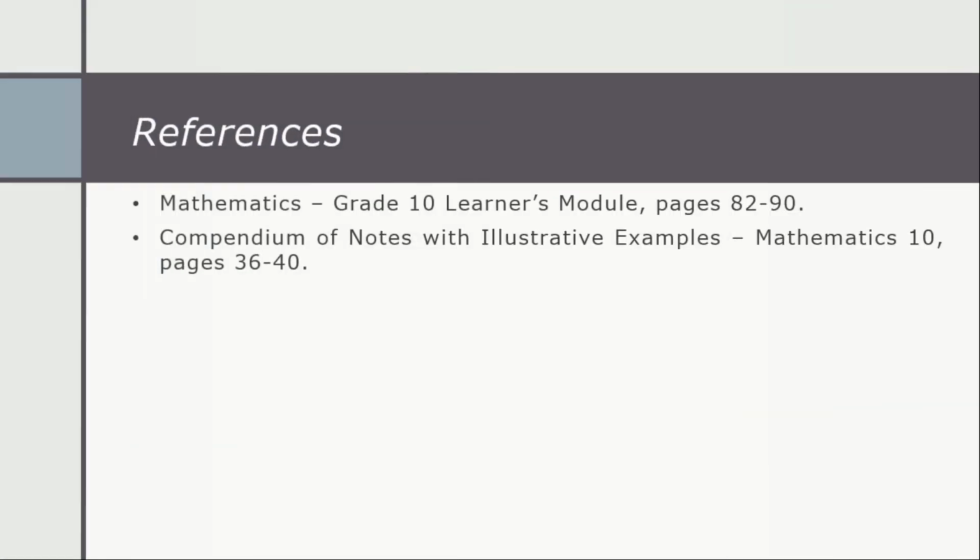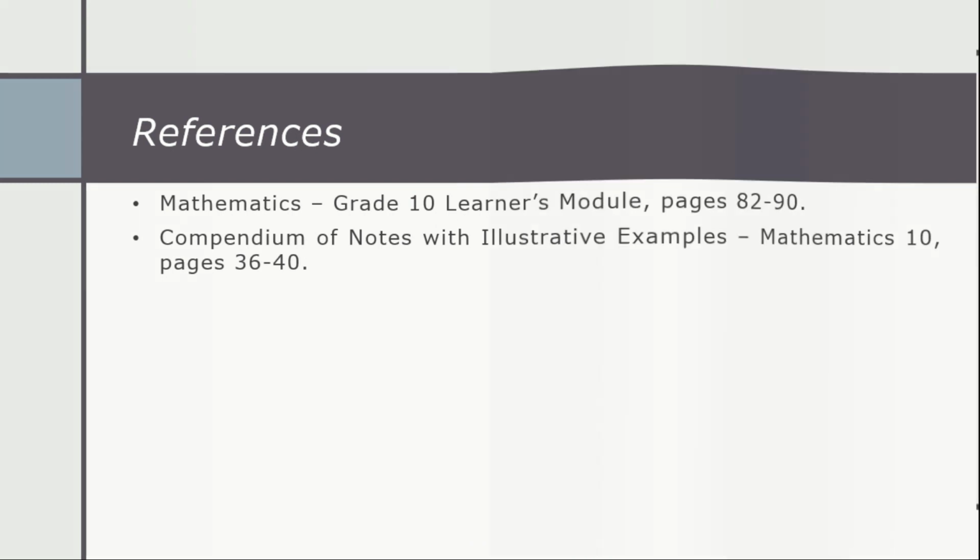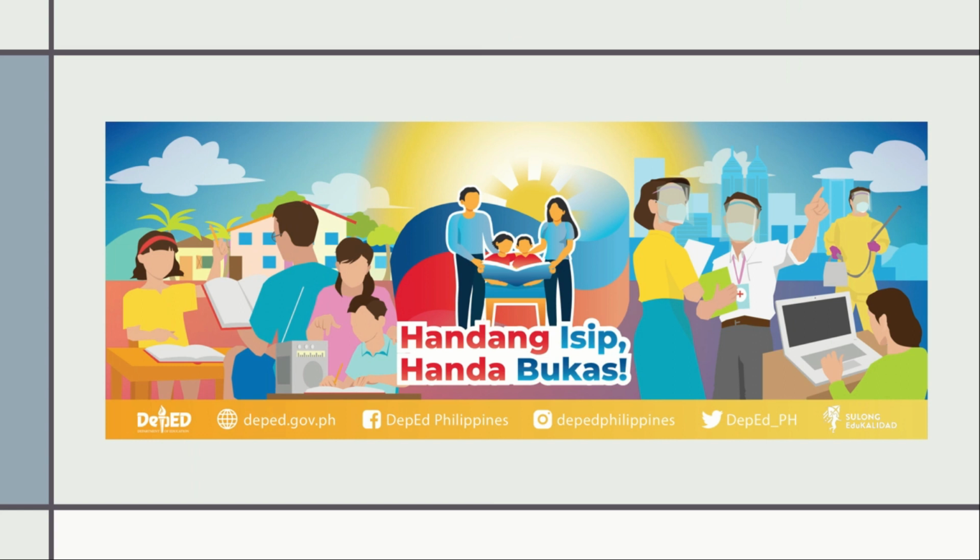And that's it. The 3 methods in finding the roots of polynomial equations. Just a recap, we have by applying the zero product property, by applying the factor theorem, and by applying the rational root theorem.